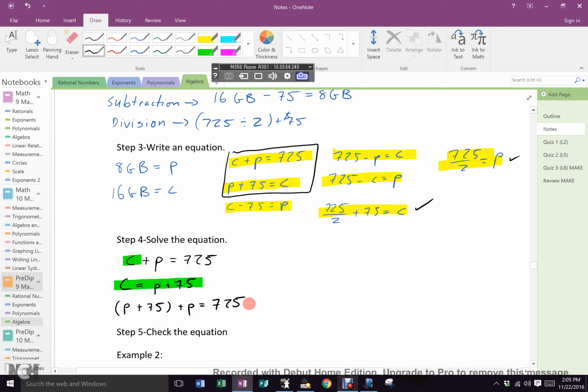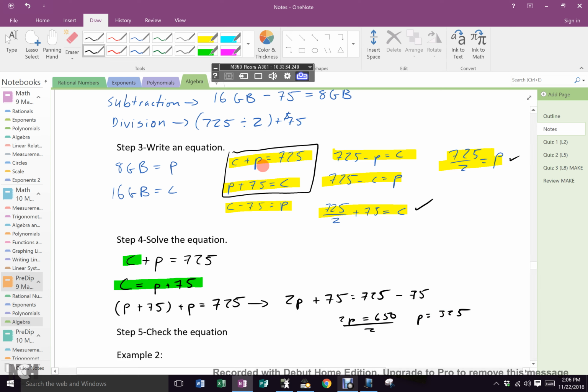What would this be? 2P plus 75 would equal 725, right? Solve that. Minus 75, 2P equals 650. Divide by 2, P equals 325. Yeah. But then C is equal to 325 plus.